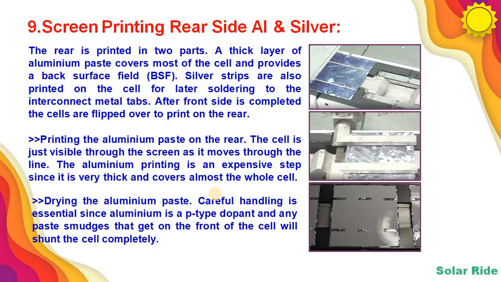Here, what happens? This step is a very careful process. Why? Because there is a chance the cell gets shunted. Why? Because aluminum is a p-type dopant. That's why this is a careful process.